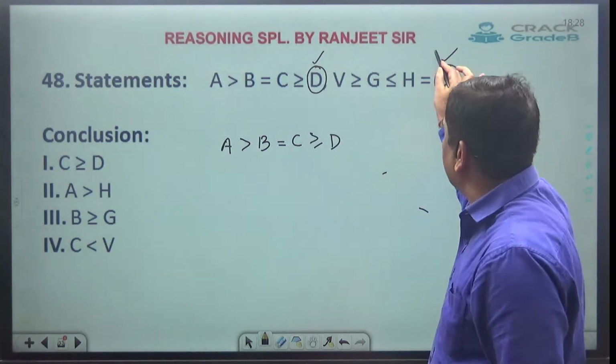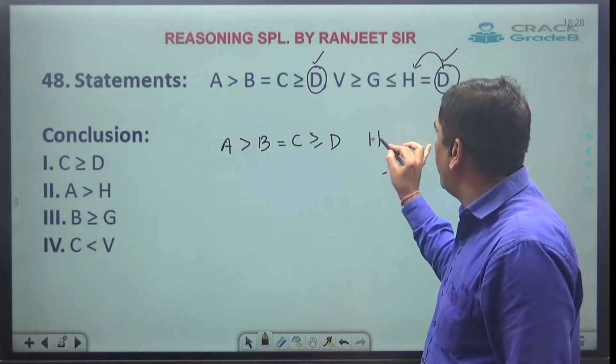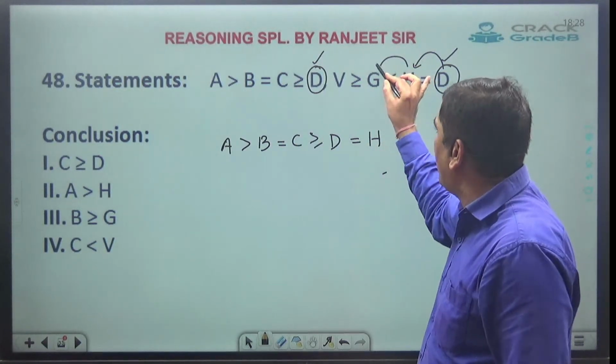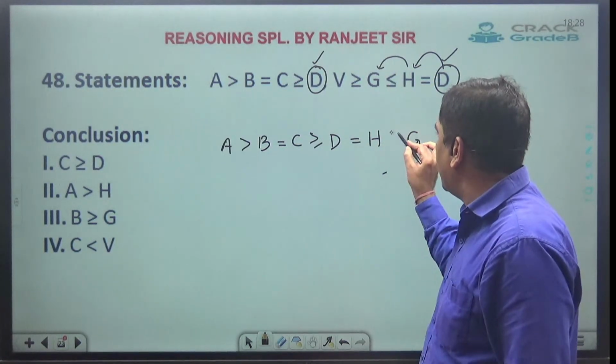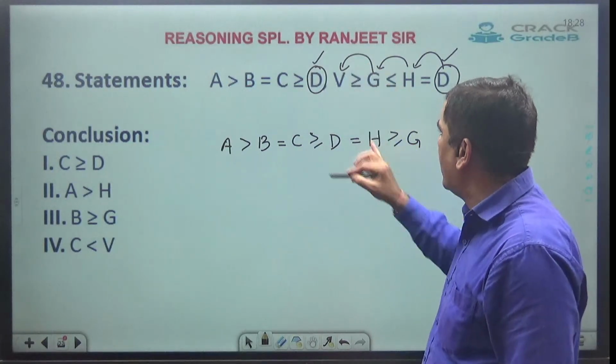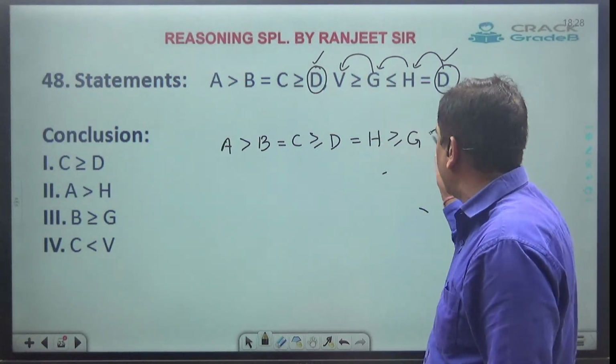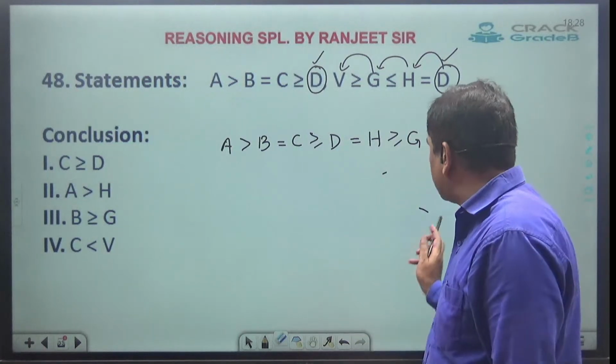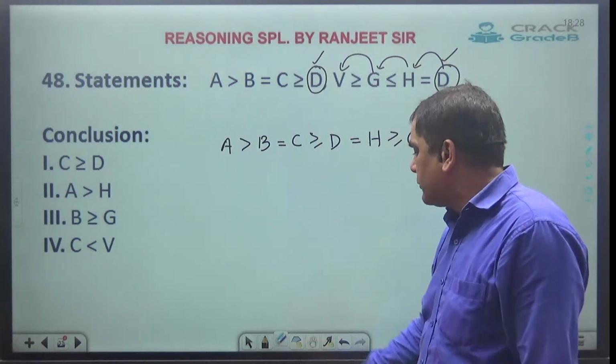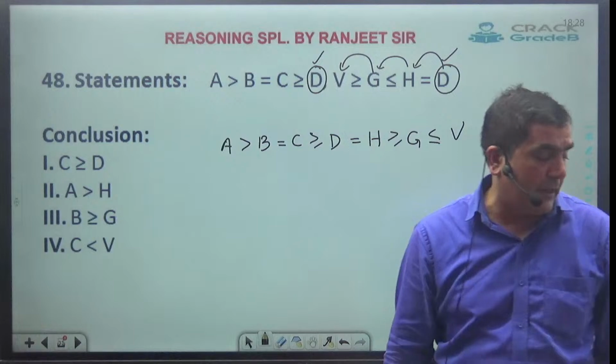Now let's combine. D adjacent will be what? H, face will be equal. H will be what? G, face is towards H. And then G adjacent will be what? V, face is towards V. Don't see smaller than, greater than. Always you need to see the face of the variable.